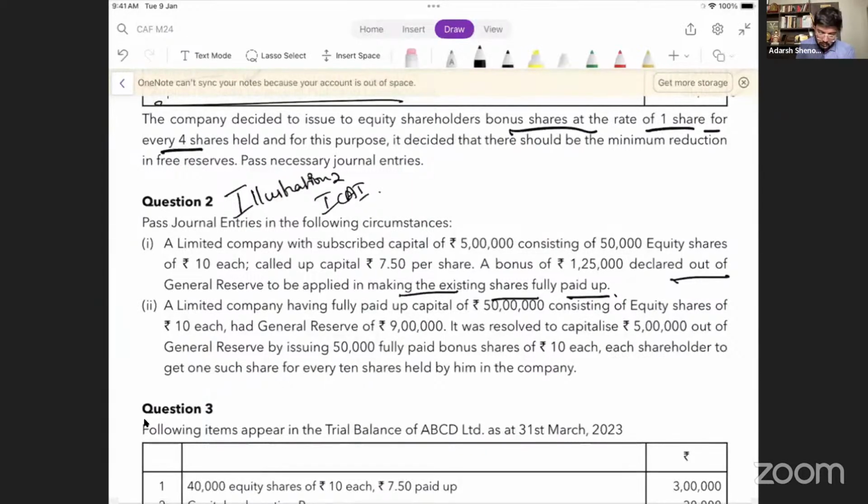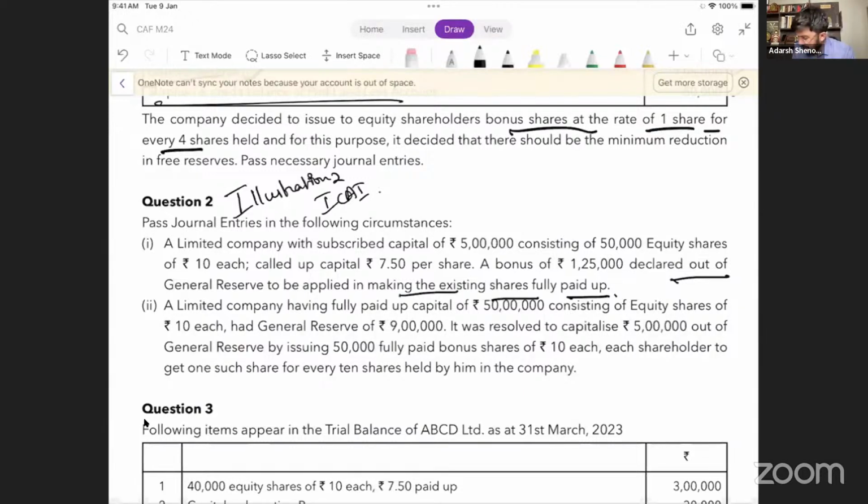A limited company having fully paid up capital of rupees 50 lakhs, consisting of equity shares of rupees 10 each, had general reserve of 9 lakh. It was resolved to capitalize 5 lakh out of general reserve by issuing 50,000 fully paid bonus shares, section 63. Each shareholder to get one share for every 10 held by him in the company.